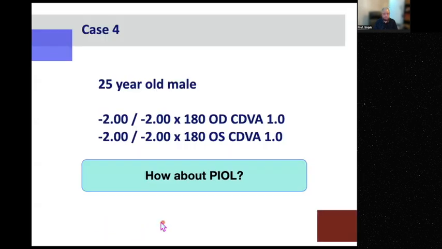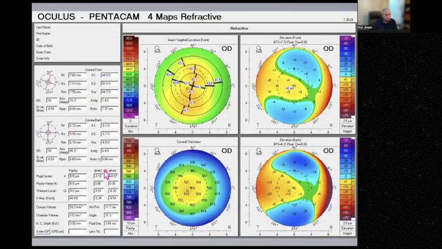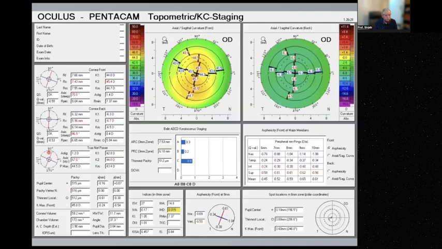So yes, we cannot always go for the corneal refractive surgery. Here, 30 female, minus 2.5, minus 2.5 spherical equivalent. We see here that no asymmetry, no skewed radial axis, number is normal, shape is normal, thickness more than 500, the KM is less than 48, perfect.